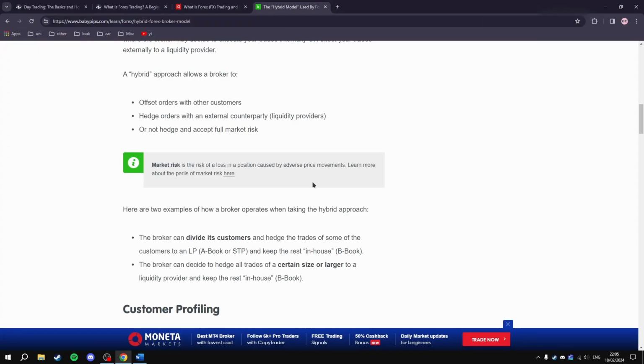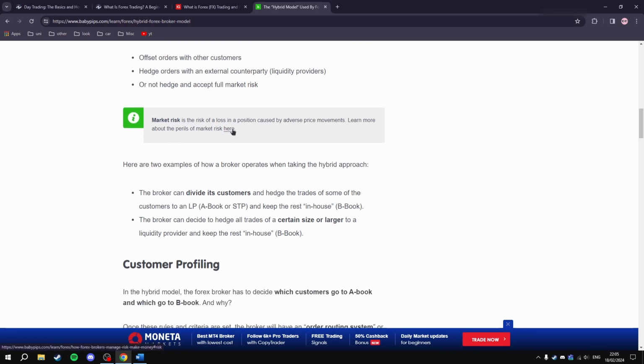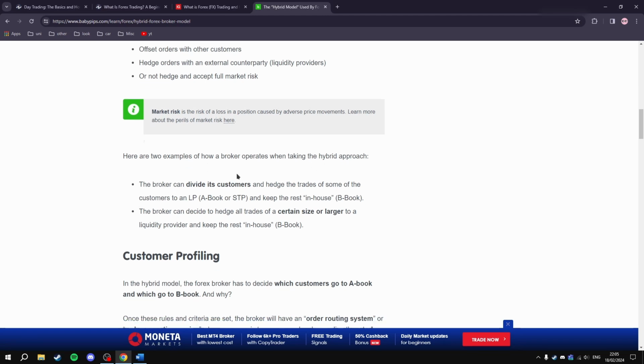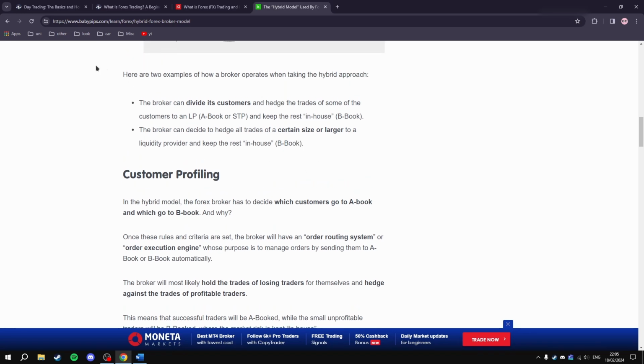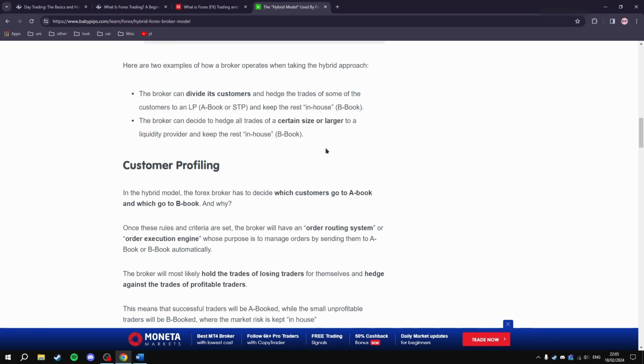Market risk is the risk of a loss in a position caused by adverse price movements. Learn more about the perils of market risk here. Here are two examples of how a broker operates when taking the hybrid approach. The broker can divide its customers and hedge the trades of some of the customers to a liquidity provider, A-book or STP, and keep the rest in-house. The broker can decide to hedge all trades of a certain size or larger to a liquidity provider and keep the rest in-house, B-book. So that's depending on its customers, and this is the order size.